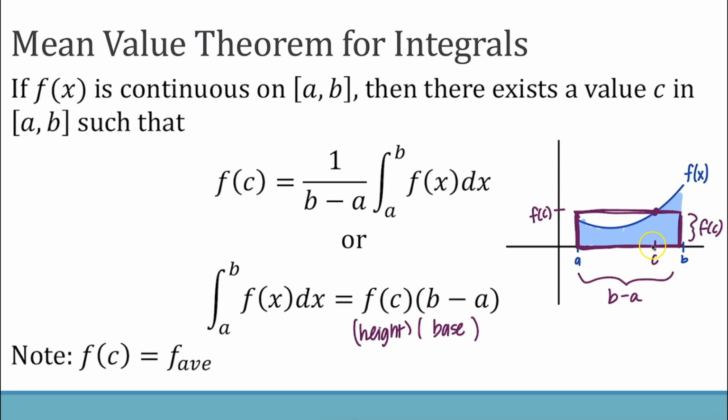There is a value of c so that the height at c would be the height of the rectangle, and then we'd have the base from a to b. When I multiply that base and height, that area is the exact same area as the area under the curve f of x from a to b.